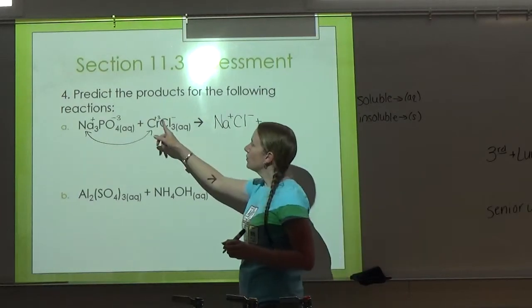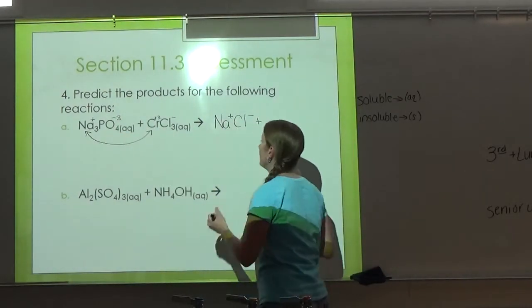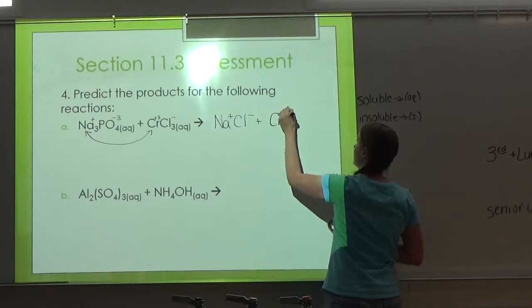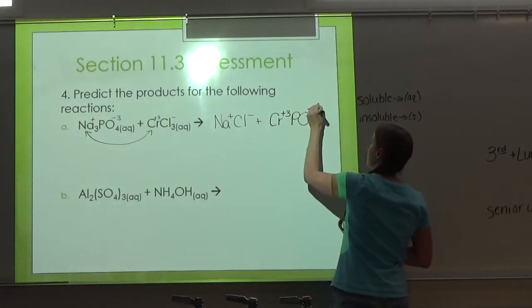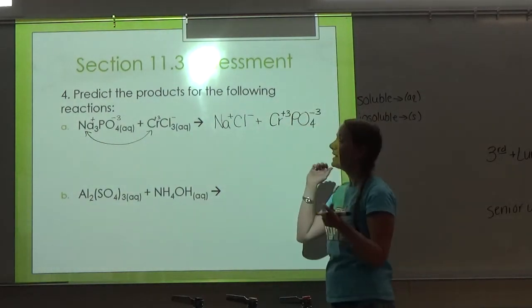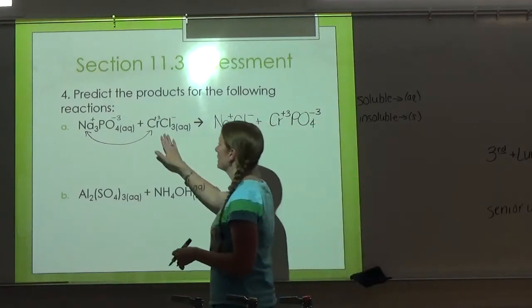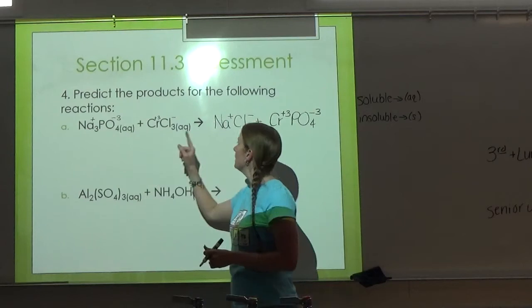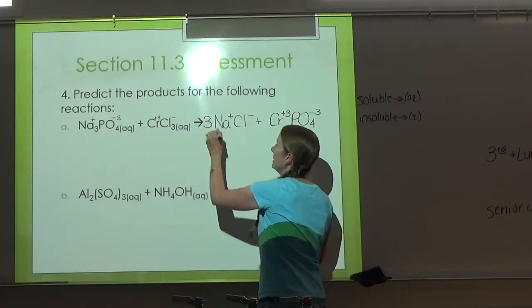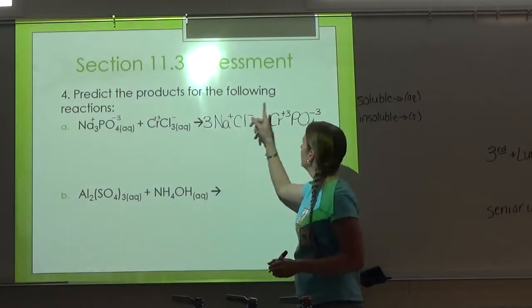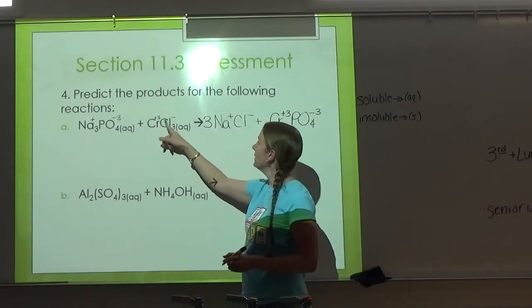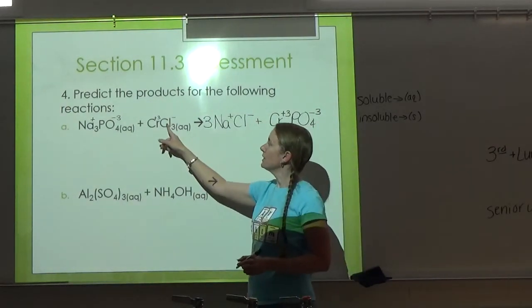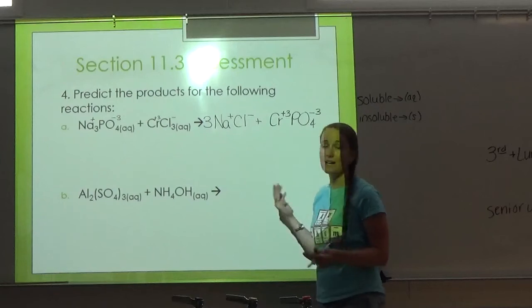All right, and now chromium is going to bond with phosphate, but I'm going to put chromium first since it's the positive. And see, +3, -3 cancel, so I don't need any additional subscripts. Next, I need to balance the equation. I have 3 sodium. Here I just have 1, so I'll put a 3. I have a PO4, PO4. I have a chromium. I have 3 chlorides and 3 chlorides. So I got it balanced.